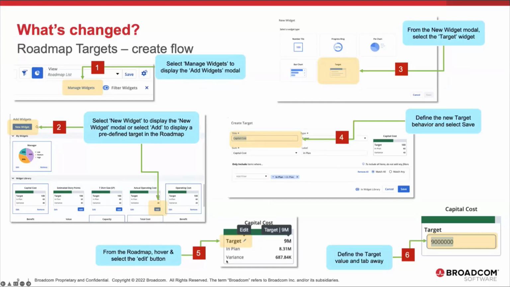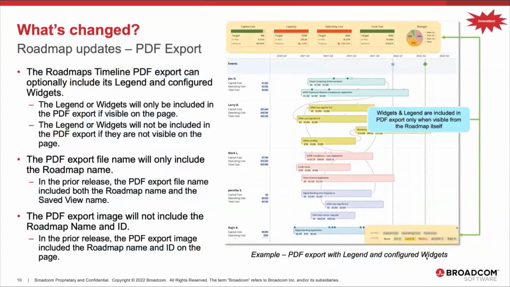Once in the page where the widget is displayed, there is a pencil icon to edit the target, which is an example of that. UX is over here on the bottom right. Just fill in the requisite information and tab away, and your widget is now functioning, calculating underlying data that's in view. PDF export can now optionally include those widgets and the legend.